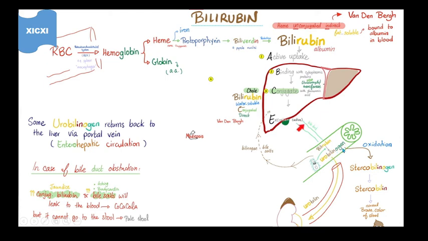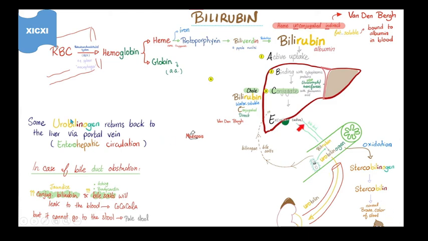This urobilinogen has two possibilities: either go to the kidney to be filtered out and leave as urine, or be oxidized into stercobilinogen. Then it is excreted from our body in the stool. That's why our stool is brown.